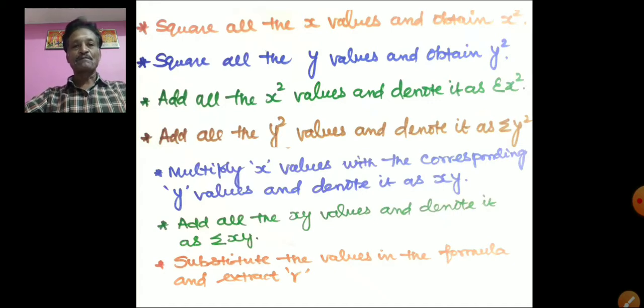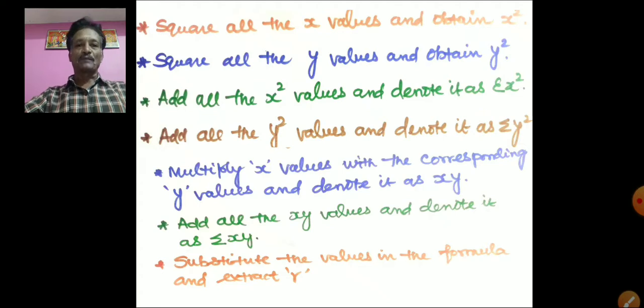Are you clear, friends? First we take the total of x and the total of y, that is sigma x and sigma y. Then you calculate x bar and y bar. So x bar equals sigma x by n. N is the number of observations, which is given in the question. The total sigma x is divided by n, and you will get the x bar value. In the same way, the total of y, that is sigma y, is divided by n, and you will get the y bar value.